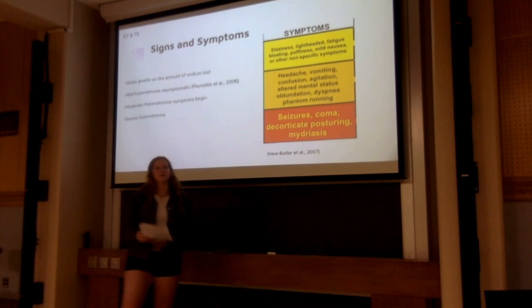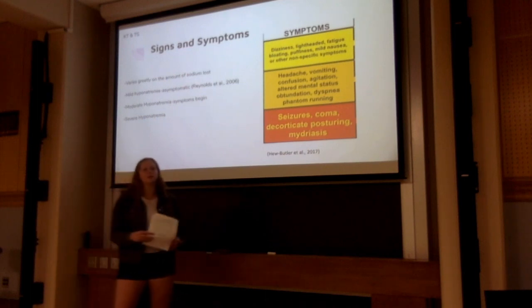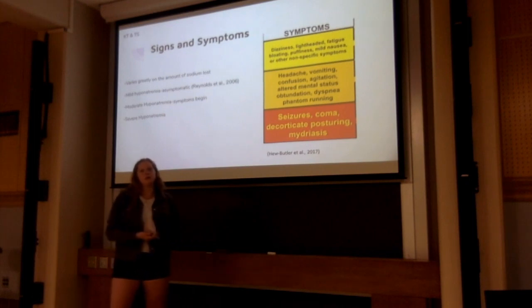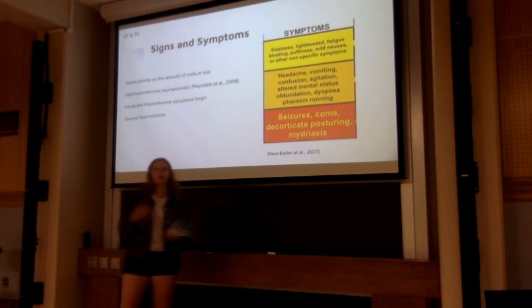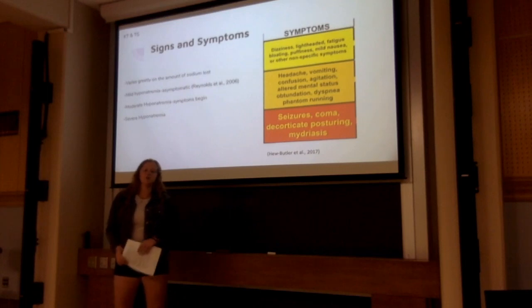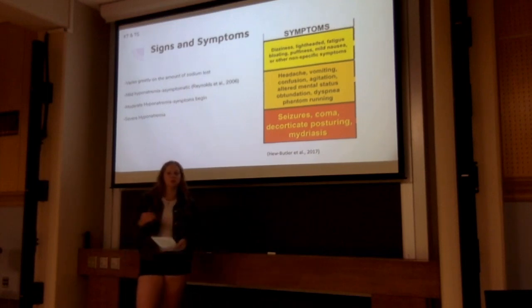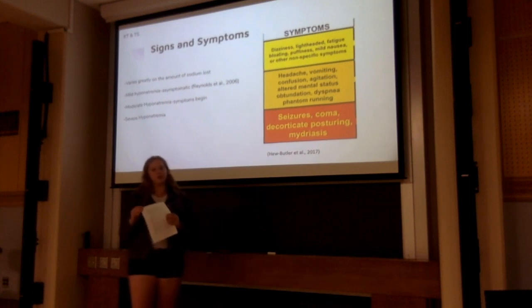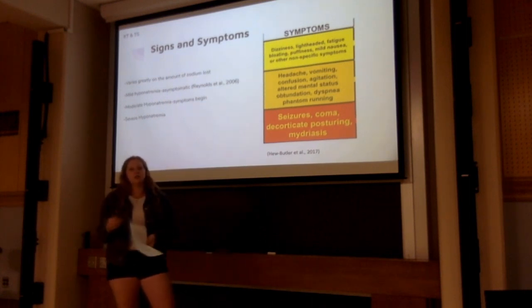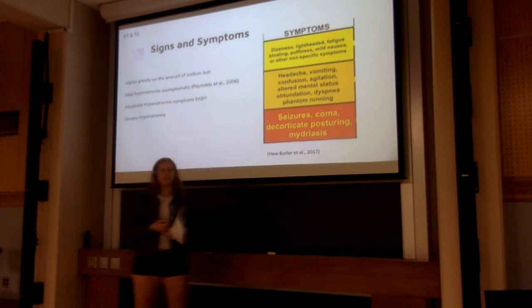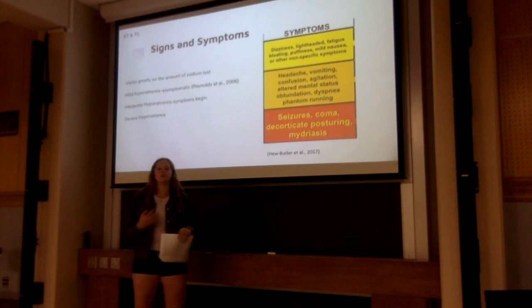This asymptomatic person can be in more danger than we realize, because if you don't know that you have hyponatremia, you might not be treating it by taking in more sodium or getting the necessary treatment from doctors. That can continue on to serious serum sodium levels of 130 to 125. From here, we start to see symptoms like dizziness, nausea, lightheadedness, and fatigue.